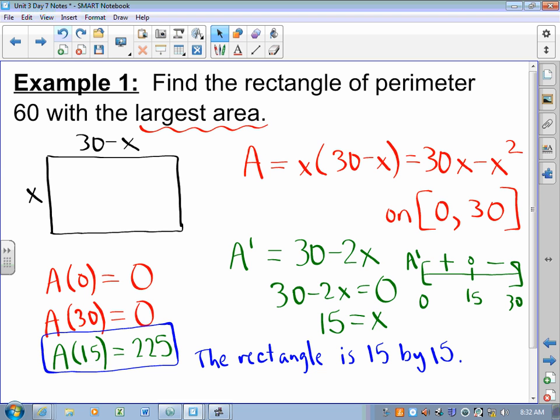I've got a picture. The picture leads to a formula. The formula leads to an interval. The formula leads to a derivative. Critical points, check them out.